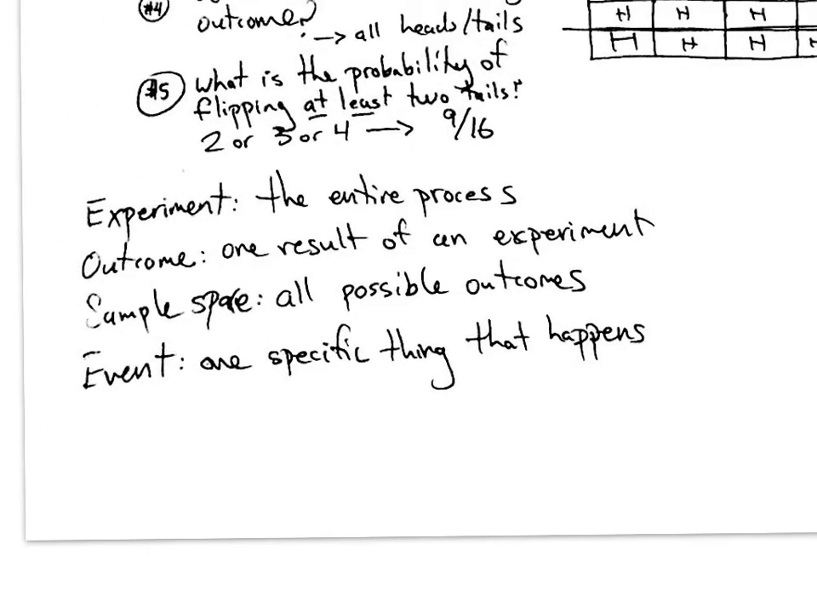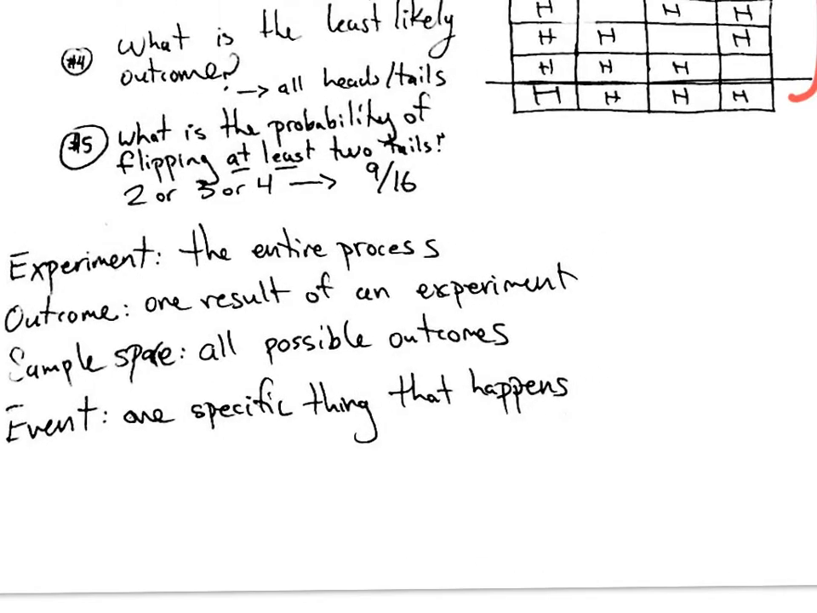But when we talk about what is the experiment, well, that's the entire process. So in this situation, flipping a coin a bunch of times and looking at the probability, that's what we would talk about as the experiment. Outcome is one result from the experiment. So this right here would be an example of an outcome. Heads up, heads up, heads up, heads up. The sample space is all possible outcomes. So that entire chart is the sample space.